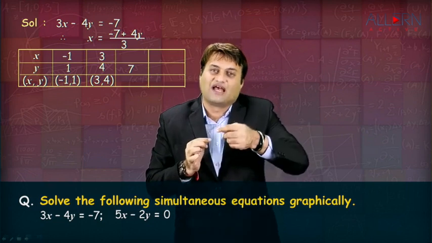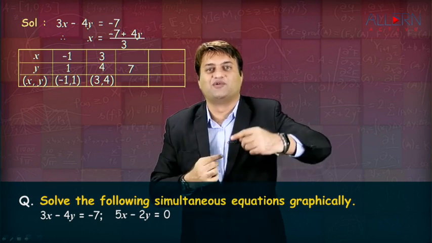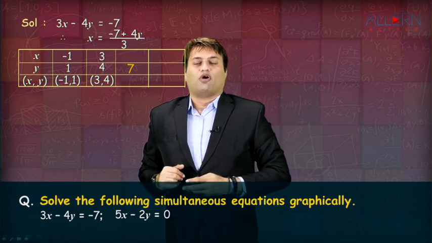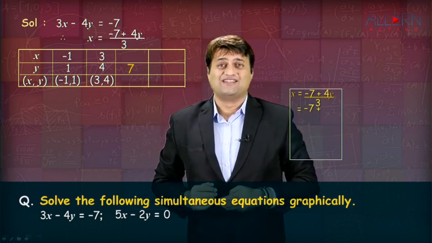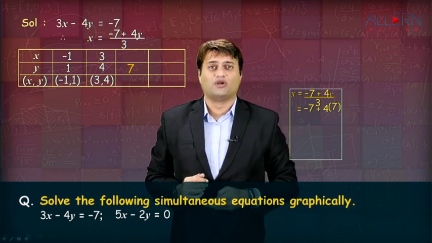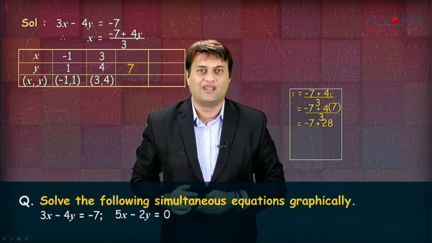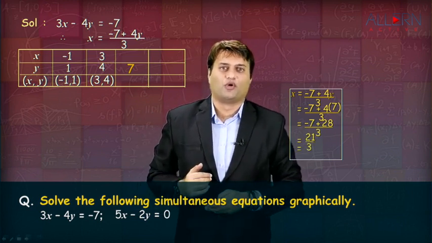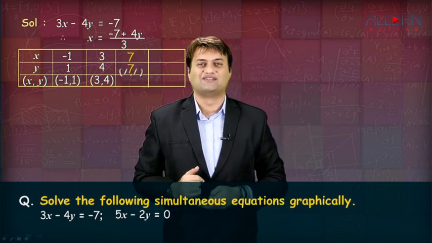Go on increasing as per the denominator. Here the denominator is 3, so we are increasing by 3, the assumption, right? Now what happens when y is equal to 7? Just check the calculations. You get x is equal to minus 7 plus 4 into 7 upon 3. That's minus 7 plus 28 upon 3. 28 minus 7 is 21 upon 3, which is equal to 7. So when y is 7, x is 7, point is 7 comma 7.